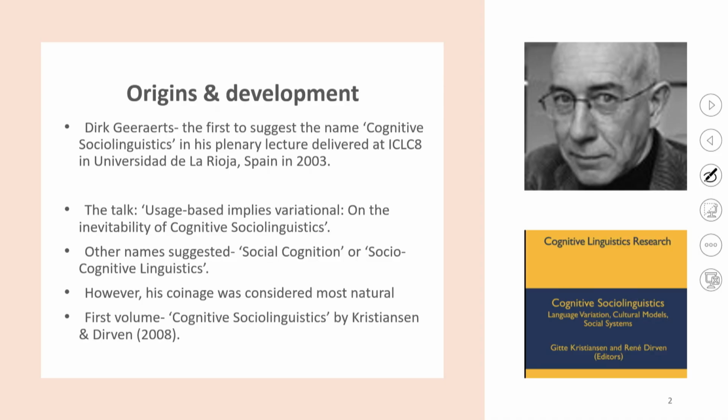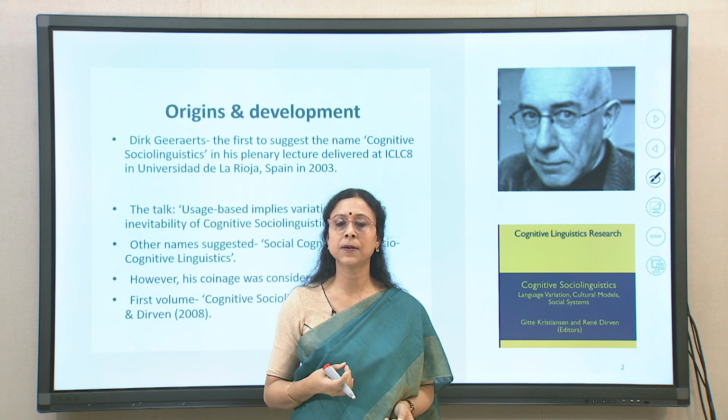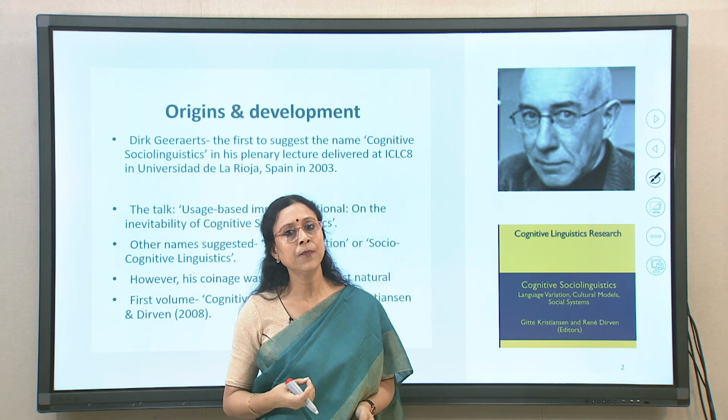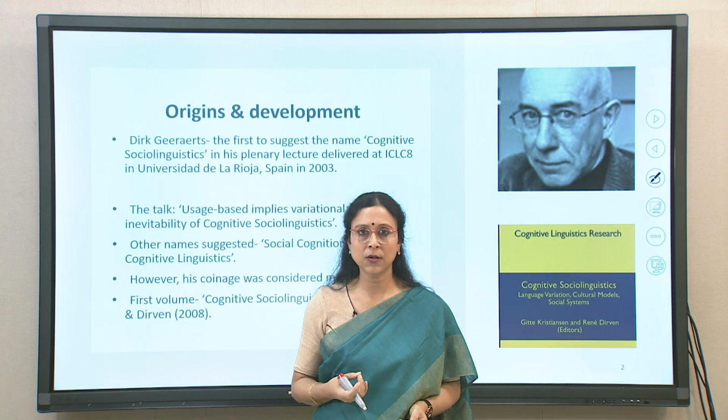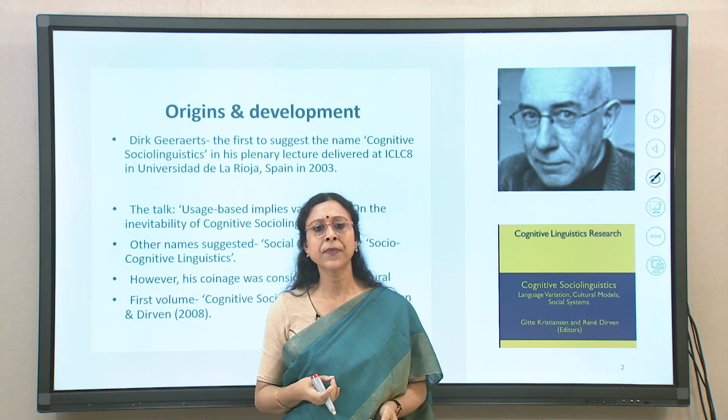It has come up in recent times, say the last couple of decades or so, and the emergence of the entire domain has been credited to a few researchers. The most important name is that of Dirk Geeraerts. He was the first one to suggest the name cognitive sociolinguistics in his plenary lecture delivered at one of the conferences, ICLC 8 in Spain in 2003. That is when the field had a name, and he is credited with starting the field. Of course, he is not the only one.